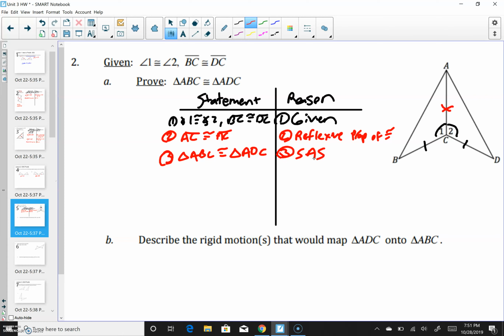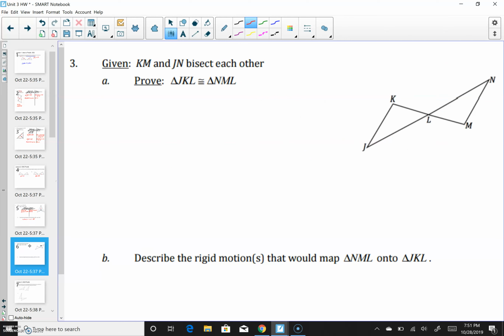For this one, they ask a follow-up question: describe the rigid motion or motions that would map ADC onto ABC. This one looks like a very simple explanation, and I see it as a reflection over side AC. If you reflect over that reflexive side, you will get your two triangles on top of each other. In the third one, they give you a lot less information, and we're going to have to do a little bit more work for this piece.